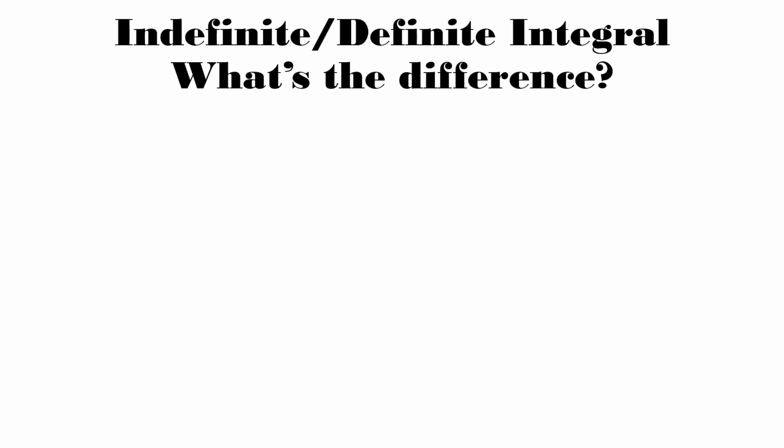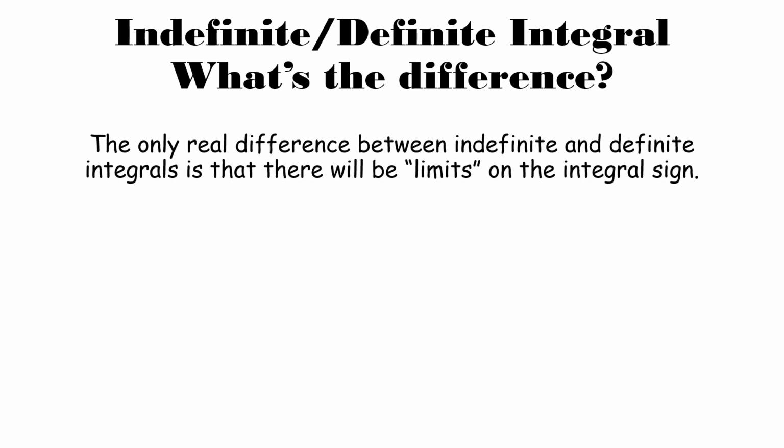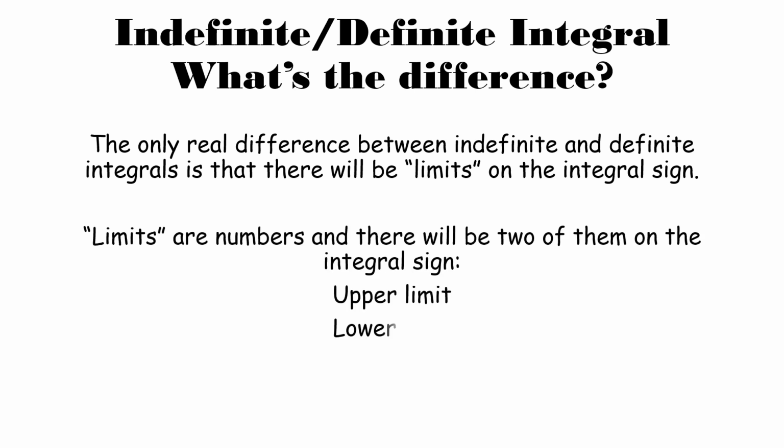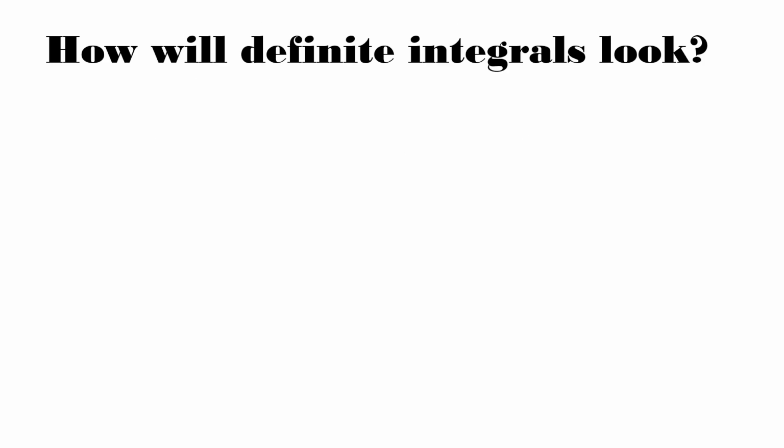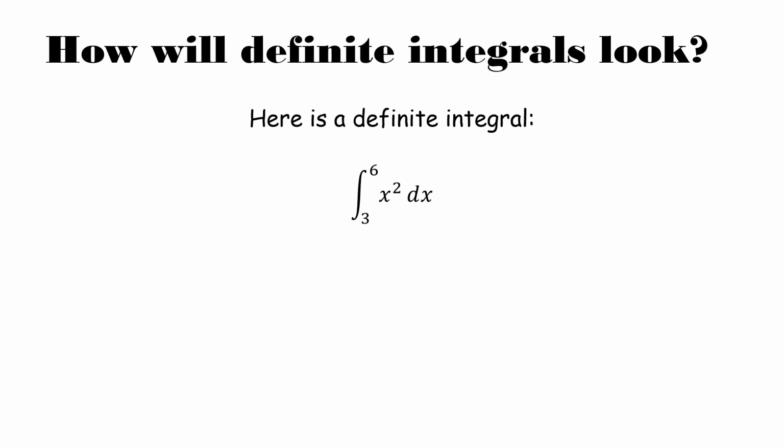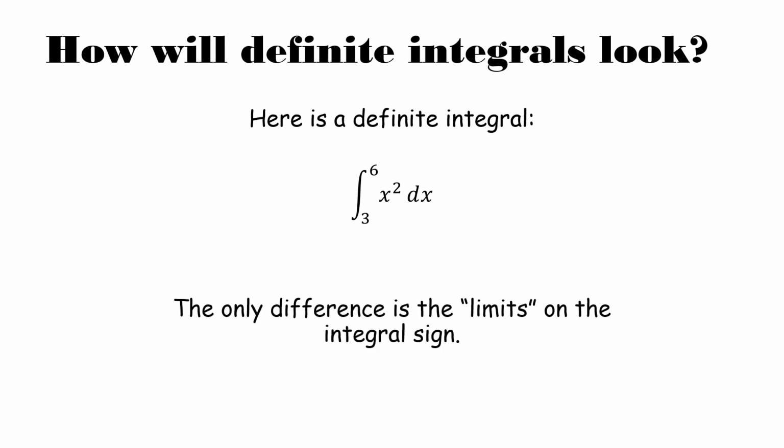The way that indefinite and definite integrals look is slightly different. When we see a definite integral, we're going to have what are called limits of integration, and there are going to be two. We're going to have an upper limit and a lower limit. This is what it'll look like. These are the values that we are going to plug in after we have integrated our function.